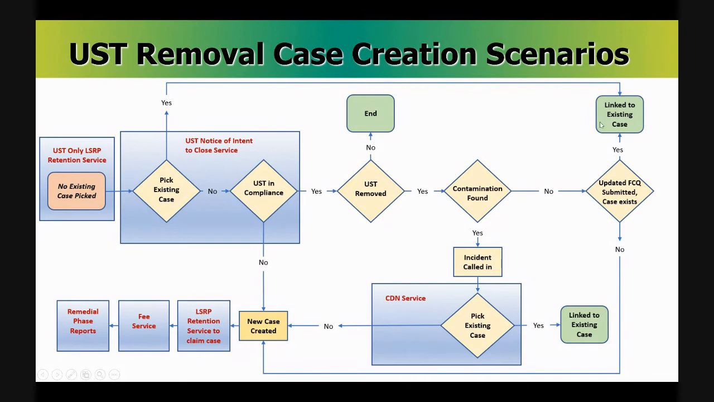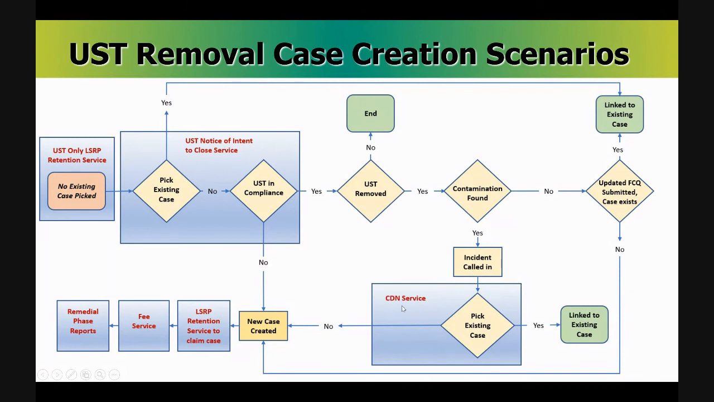If not, the system determines whether the USTs are in compliance or not. And if they are in compliance, we'll continue on. If they are not in compliance, then the new case will be created, and we go down to where the new case is created. So going on from there, if the UST is never removed, obviously it's an end point. If the UST is removed, then we determine whether contamination has been found. If contamination's found, then the incident gets called in, and then a CDN is filed, right?